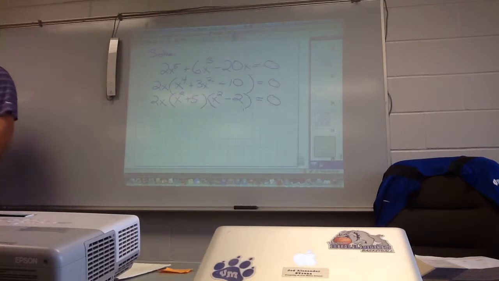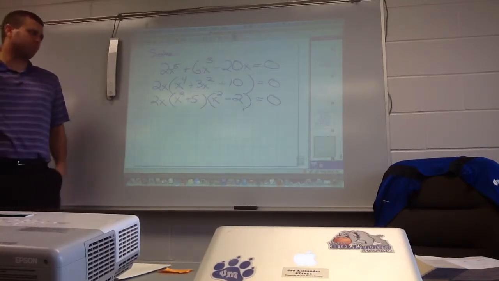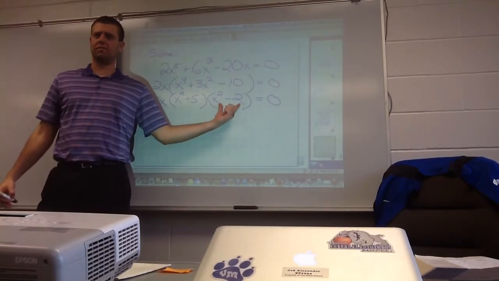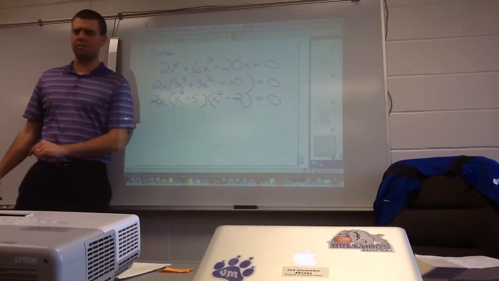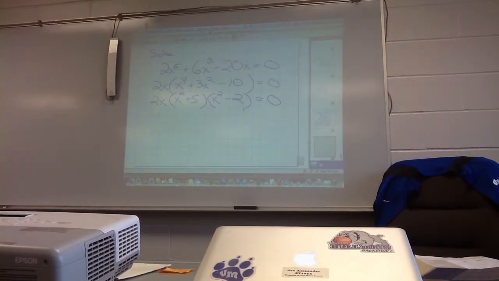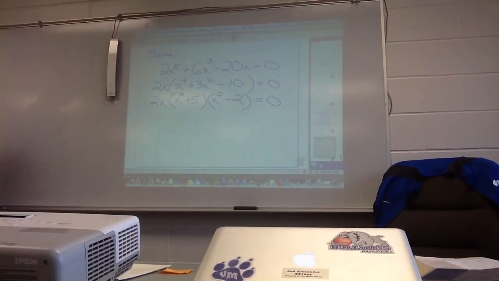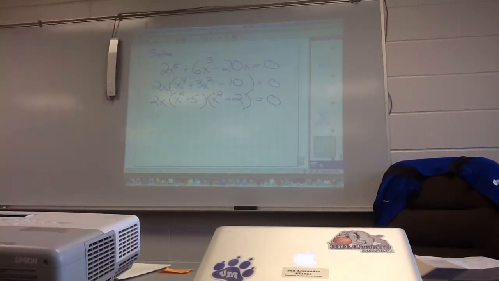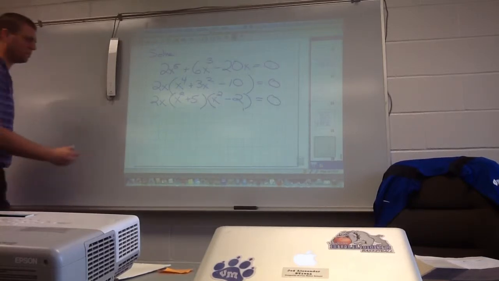Can we go any further? x squared minus 2? Yes or no? You can't. Nope, because 2 is not a perfect square, right? So we factored as far as we can. Now let's set each factor equal to 0.